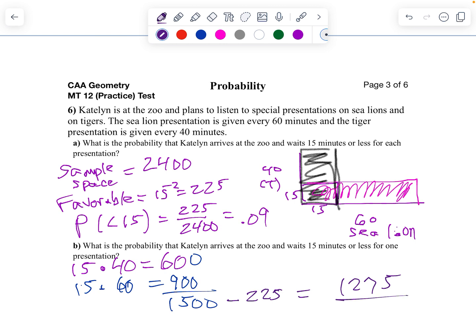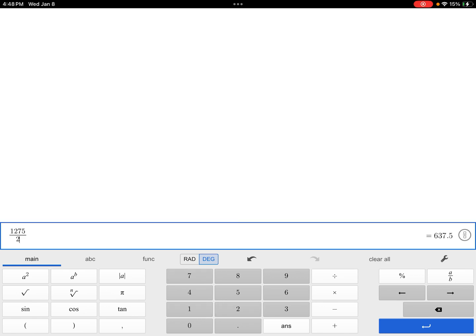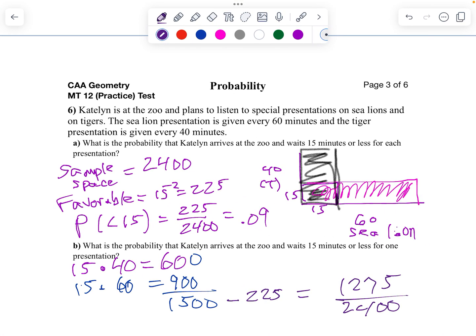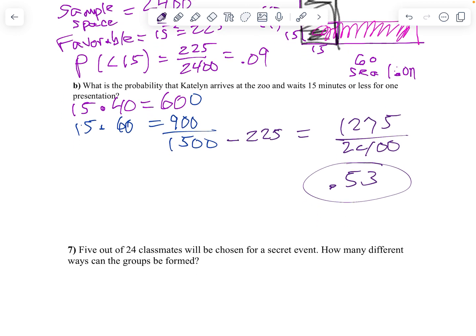Then I'll divide that by the total, which we said was 2,400. So 1,275 divided by 2,400. And you get 0.53. And that's our answer. Okay, question 7.